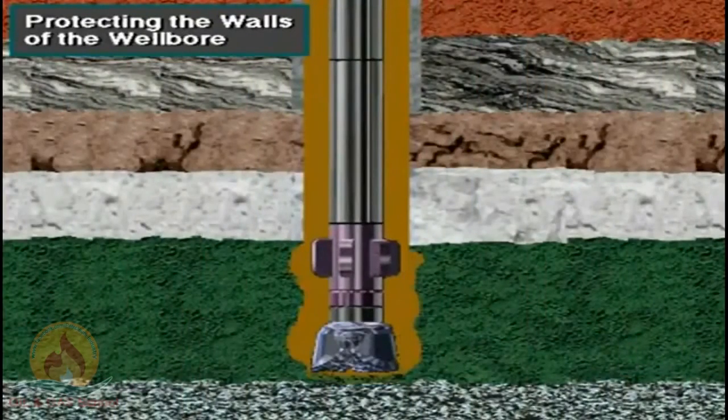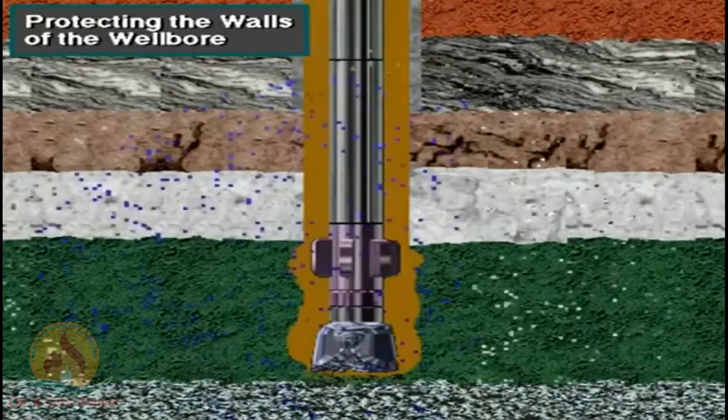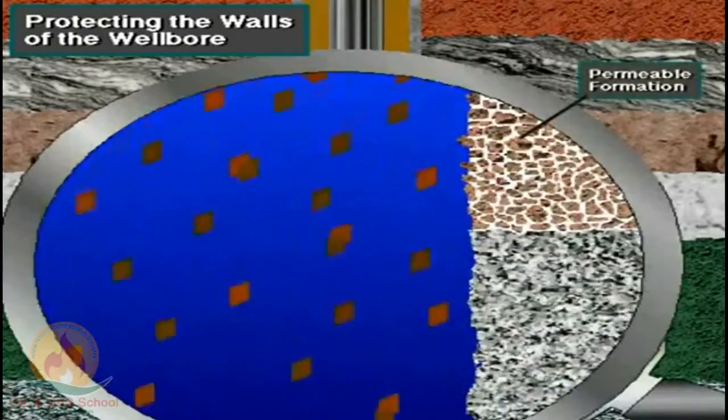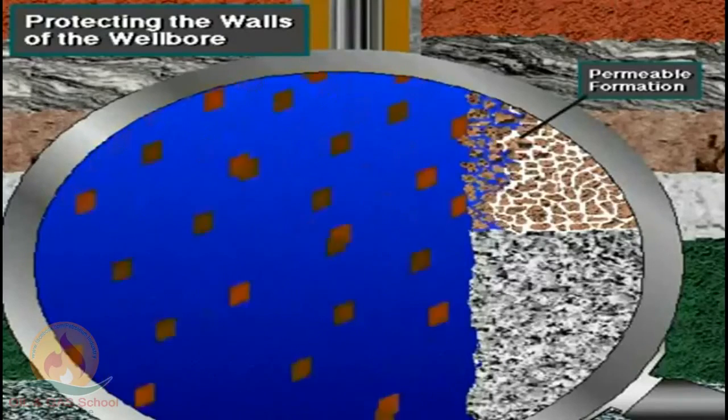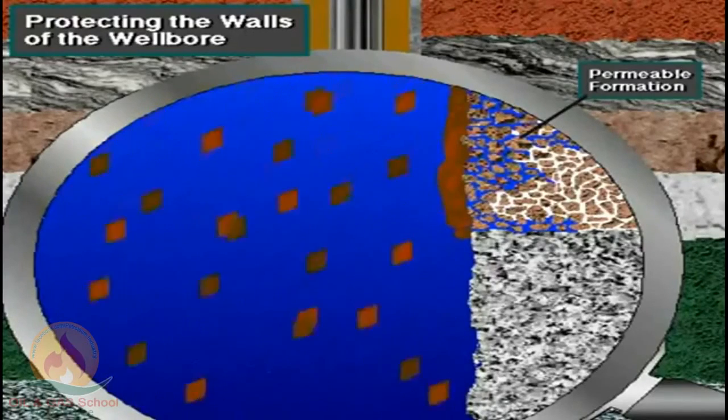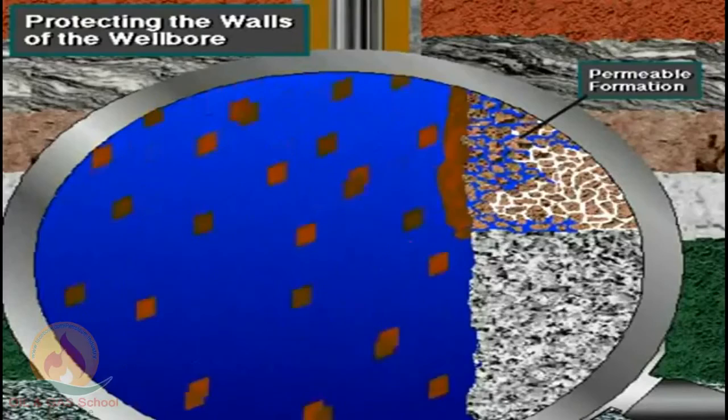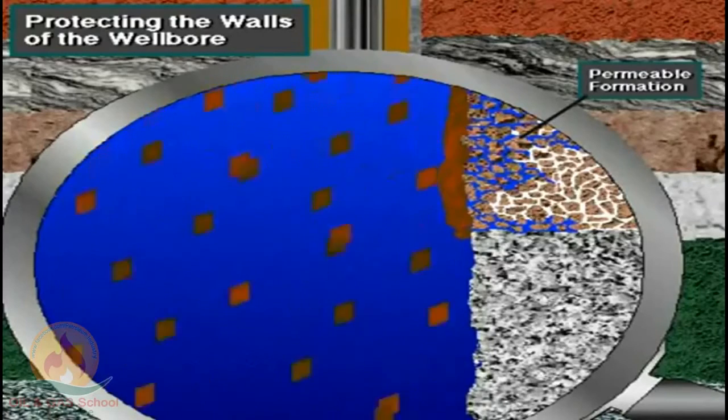Mud stabilizes the hole, keeps it from caving in. As mud moves up the hole, it usually flows by permeable formations. Permeable formations are those that allow fluid to flow. When the mud is next to a permeable formation, pressure forces the liquid part of the mud, the filtrate, into tiny openings or pore spaces in the formation.